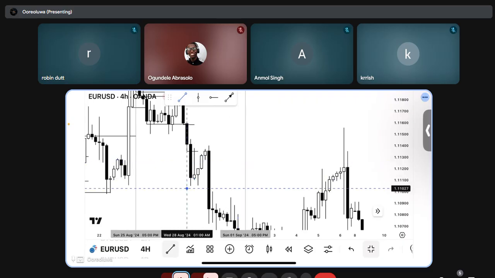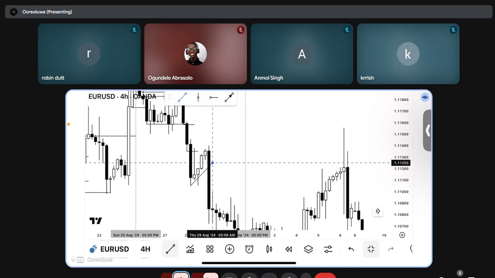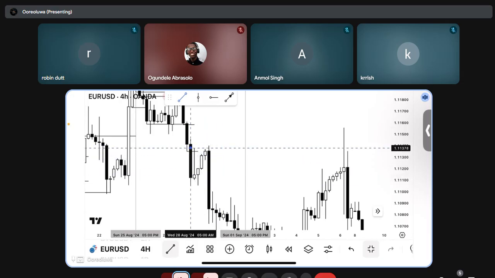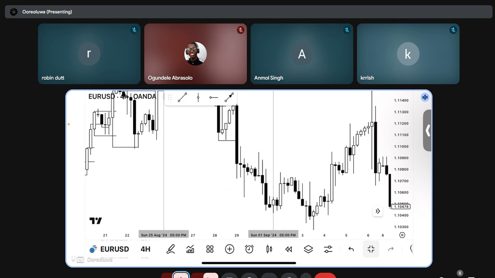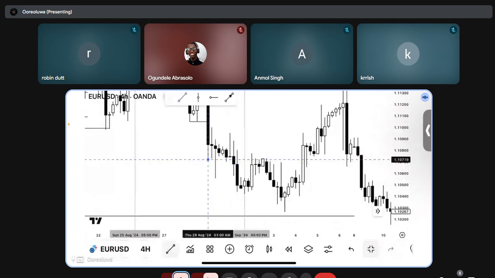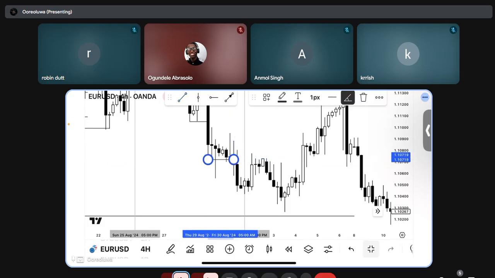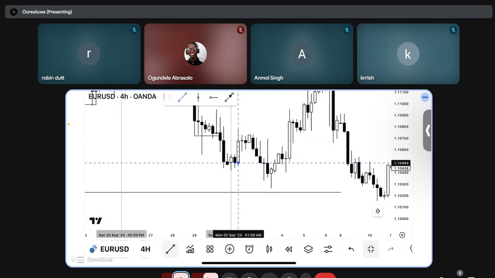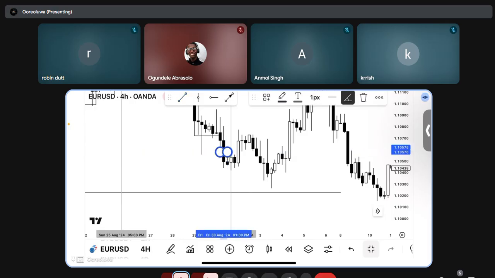Now this one. Alright. We didn't sweep it, but price went up. So we didn't take this low, but price went up. That's just like a retracement. I don't care. All I'm waiting for is price to just close below. So it closed below here. This one. We close below at this point. We close below at this point.